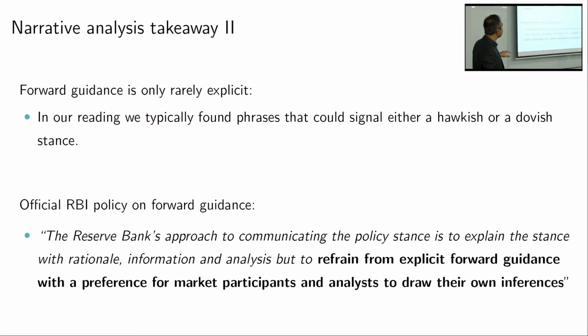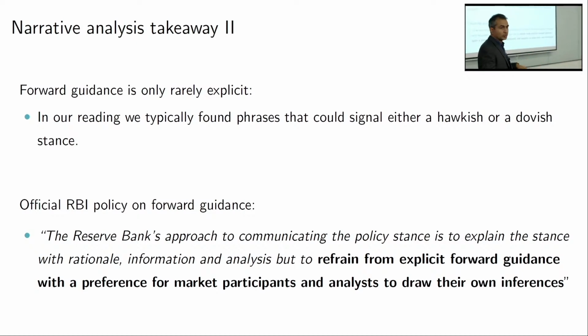In fact, this is consistent with what the RBI's official stance is on forward guidance, which is that they don't want to provide explicit forward guidance, but have a preference for market participants to draw their own inferences. Okay? This official statement was in place until 2019. Since then, invalidates the whole point of forward guidance, right? I think this is the official statement, but de facto, the market expects that sometimes they will be clear, but most of the times they won't.